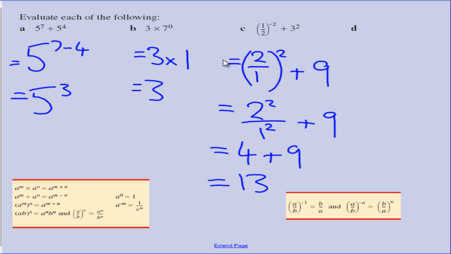And that's it. They're a quick little example of our index laws that you need to be able to use, not just on their own, but in any kind of given context that may come up in our exams.